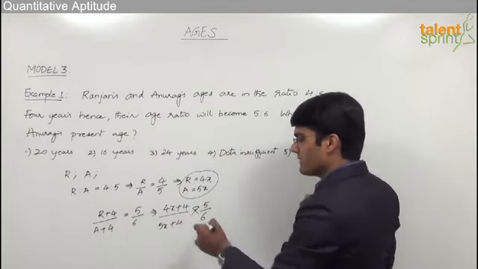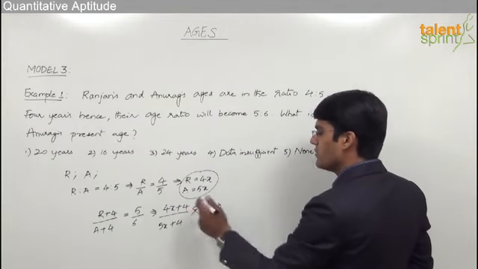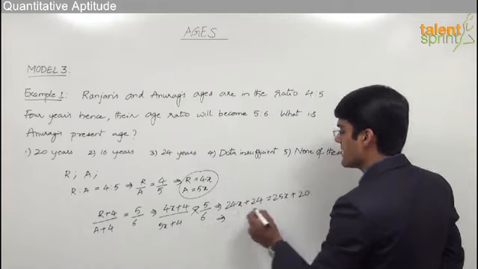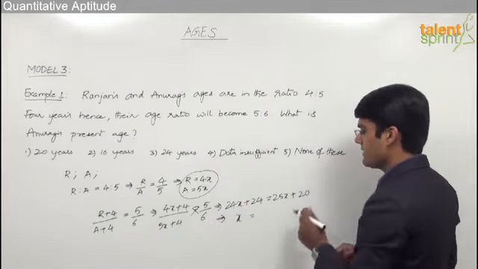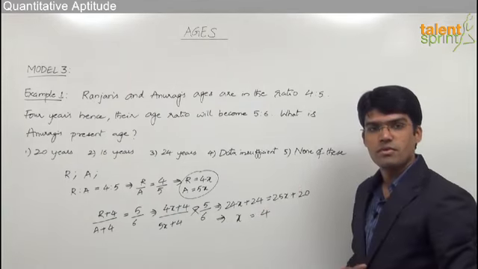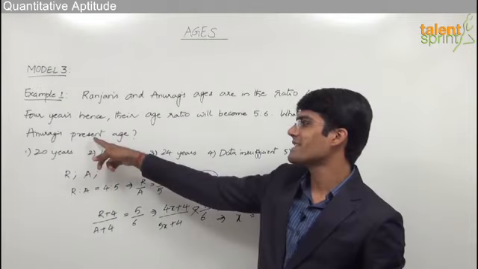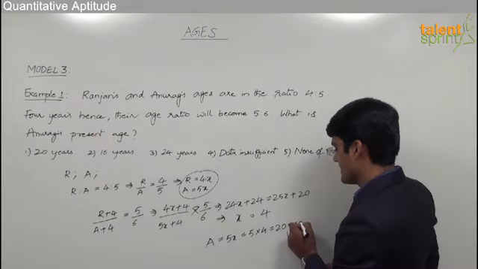Now by simplifying this with the help of cross multiplication, we get 6 into 4x, 24x, plus 6 fours, 24, is equal to 5 into 5x, 25x, plus 4 into 5, which is 20. So from this we can say 25x minus 24x, x will be equal to 24 minus 20, which is 4. So x is equal to 4 and we have to find out Anurag's present age. We know that Anurag's present age is 5x. So Anurag's present age, 5x, can be taken as 5 into 4, that is 20 years. So we can say that option 1, 20 years, is the correct answer.